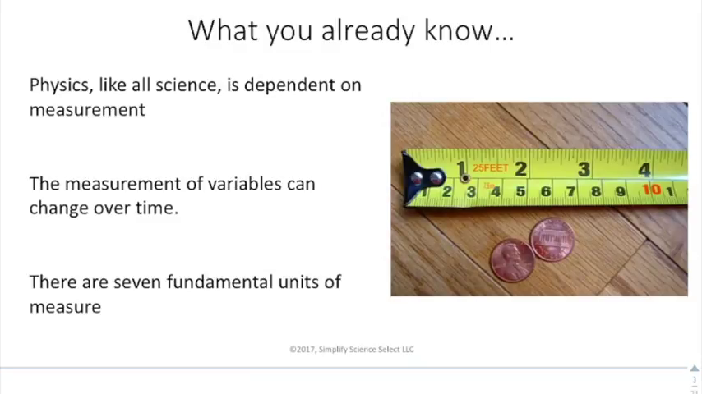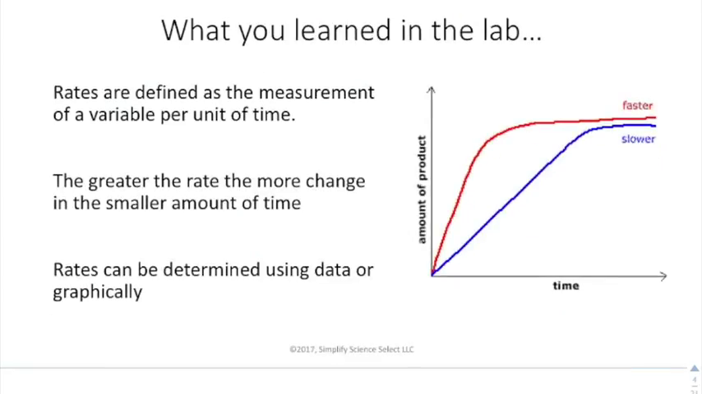So, physics, like all science, is dependent on measurement. It's heavily dependent on measurement. If you can't measure it, it never happened. So, the measurement of a variable can change over time. And that's the key thing that's going to be associated with rate. In fact, time is one of the seven fundamental units of measure that we discussed in Unit 1. So, rates are defined as the measurement of a variable per unit time.